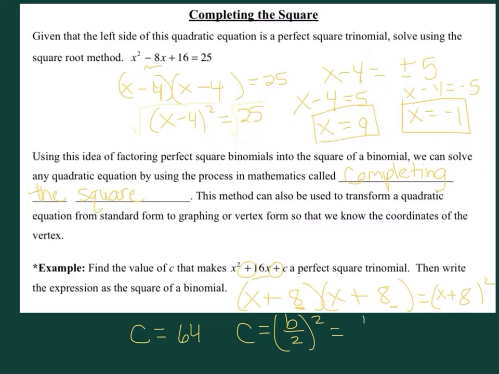So in this case, our b value is 16. When we split it in half, we got 8. And then 8 times 8, or 8 squared, gave us the 64. This is the trick we'll be using to figure out what we need for a constant to force our expression to be a perfect square trinomial.